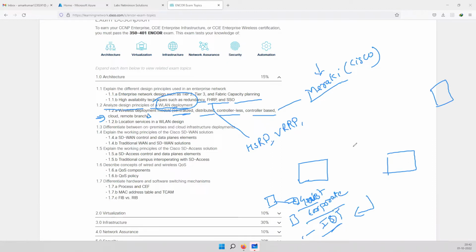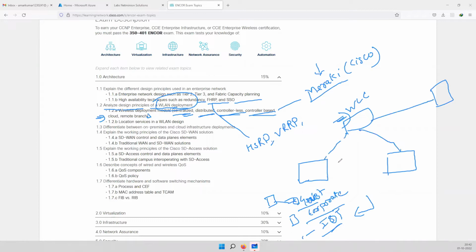So, and how these devices would be controlled from the central location. Okay, so we will talk about what is centralized, what is distributed, and what is controller-less or controller-based. A controller you can deploy as hardware, like the Cisco WLC, wireless controller, and this controller would be controlling all these APs.